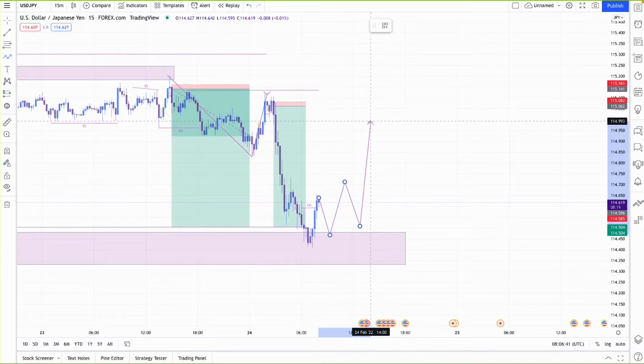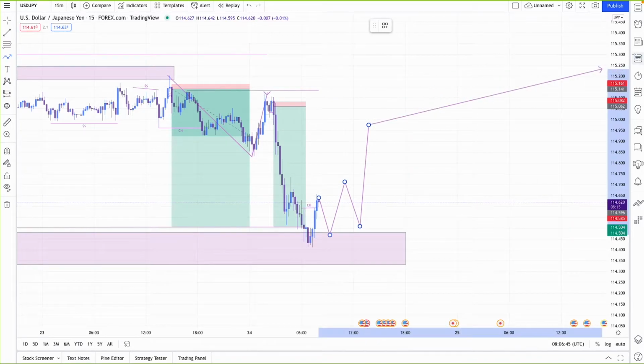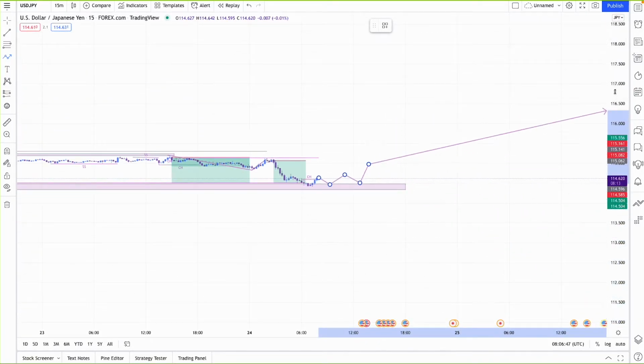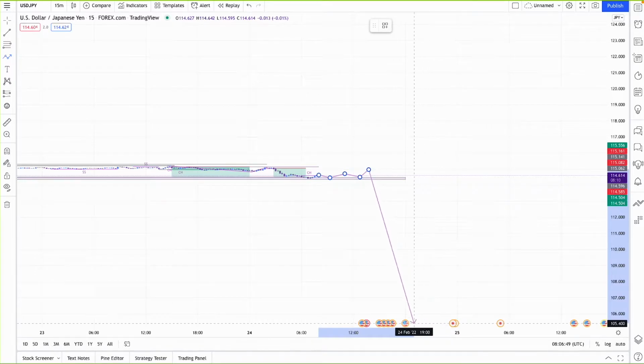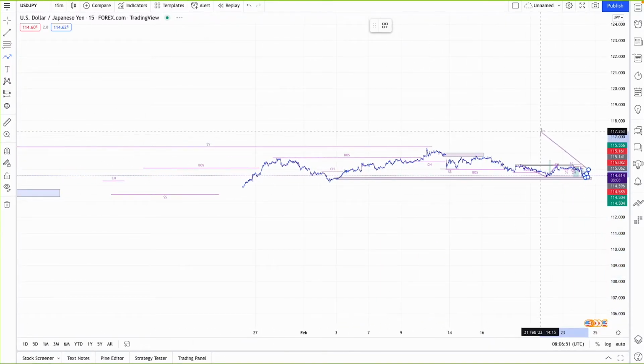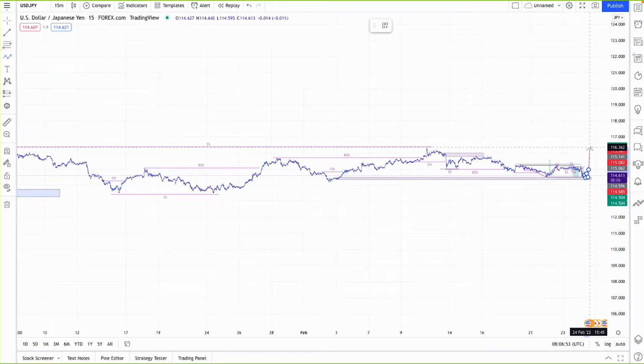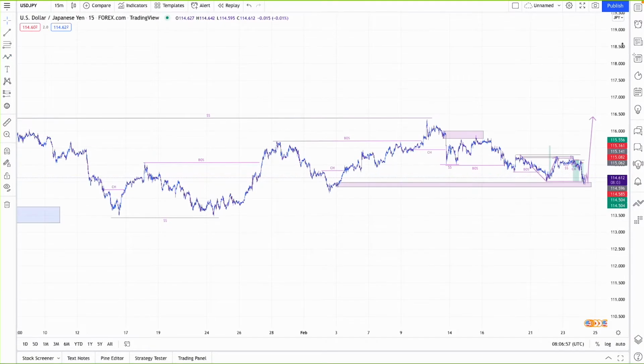I'll probably have my first take profit level up here, and then if that gets broken, we're definitely heading all the way up to this level here, because this is where the huge liquidity is.